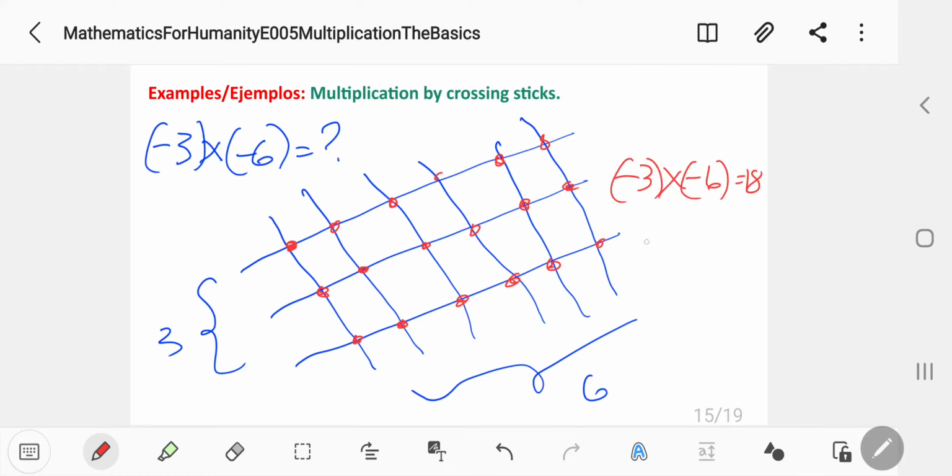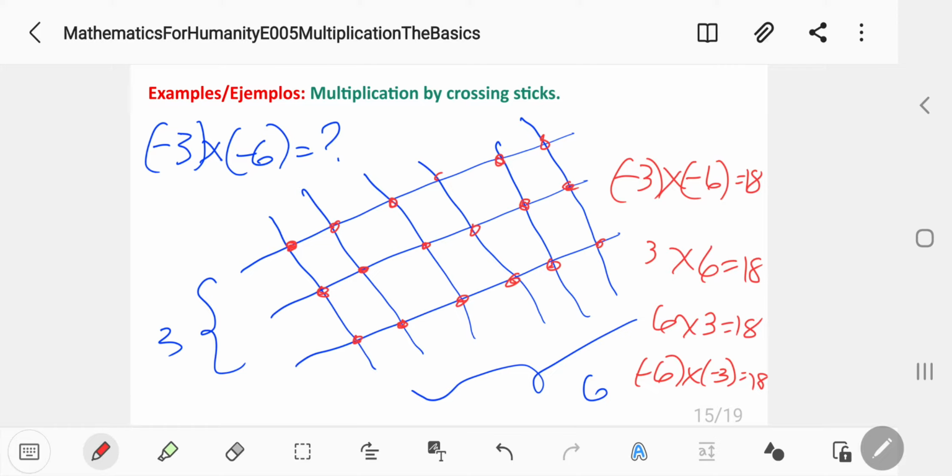Or you have 3 times 6 is equal to 18. And also 6 times 3 is equal to 18. That's, of course, by the rules. Or -6 times -3 is equal to 18. So that's how you do it with crossing sticks.